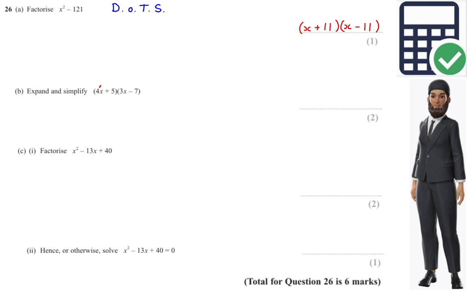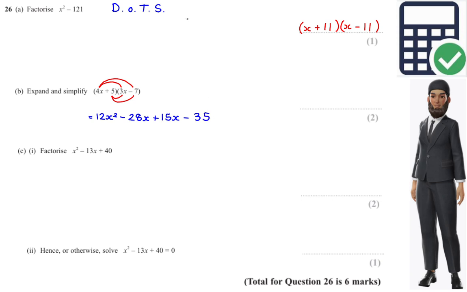Now moving on over here, it's asking us to expand and simplify this expression, so let's tidy that up. It will be this term multiplied by this term, this term multiplied by this term, this term multiplied by this term, and this term multiplied by this. And so what will we get? We'll end up getting 4x multiplied by 3x, which gives us 12x squared. 4x times minus 7 is minus 28x, plus 5 times 3x, which gives us 15x, and then positive 5 multiplied by minus 7, which gives us minus 35.